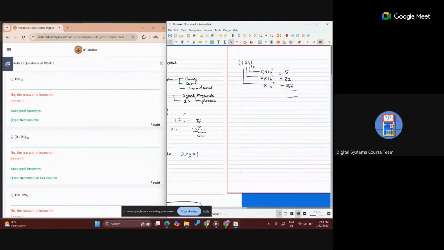The same case for 0.125: 0 into 16 power 0 gives 0, 1 into 16 power minus 1, 2 into 16 power minus 2, 5 into 16 power minus 3. Just add it up and you get the decimal value. So decimal conversion is a simple, straightforward format.